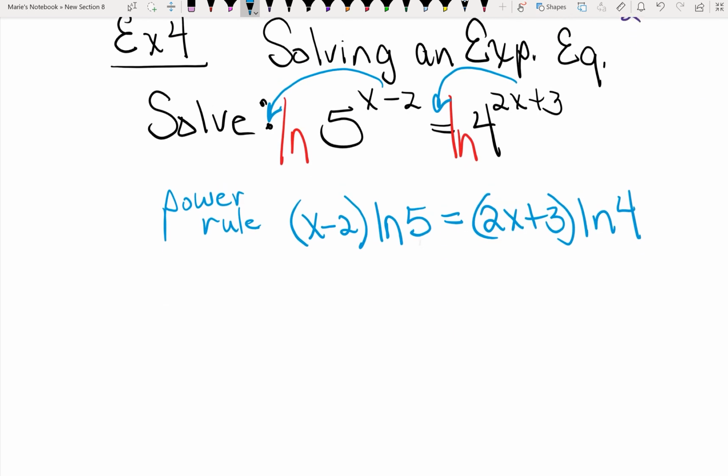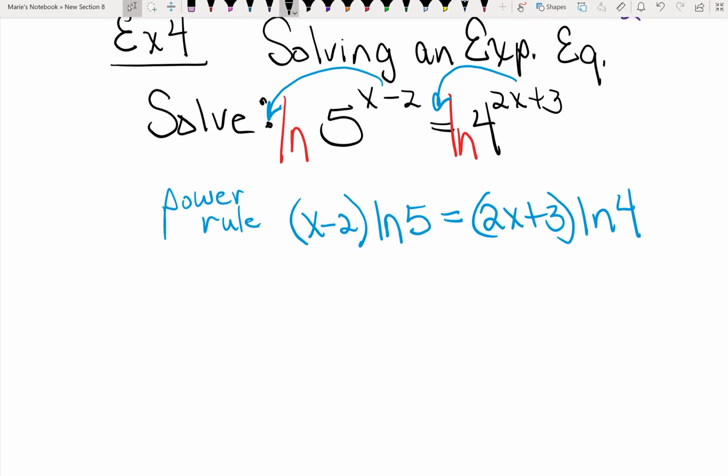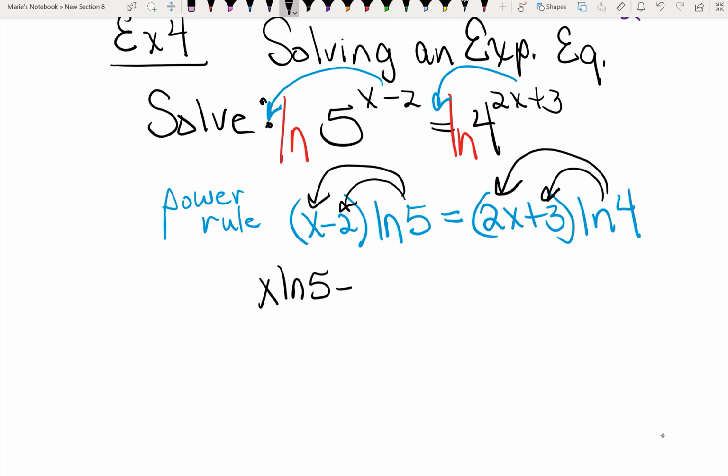Okay, so what we're going to do next is distribute. We're going to distribute this here and here. We're going to distribute again here and here. So what this becomes is x natural log of 5 minus 2 natural log of 5. We're going to set that equal to the other side, the right side of the equation, where we have 2x natural log of 4 plus 3 natural log of 4.